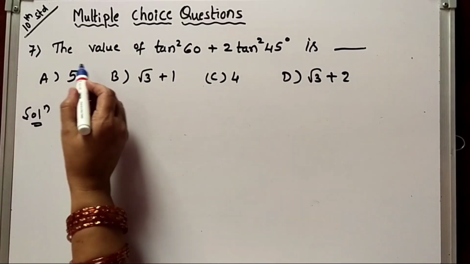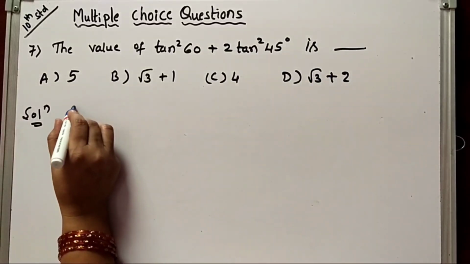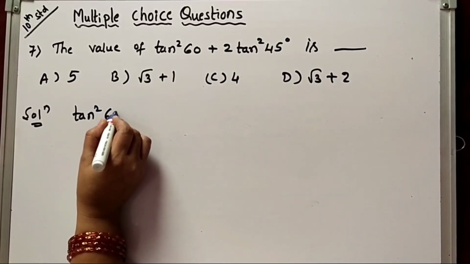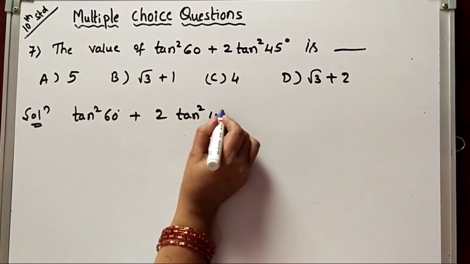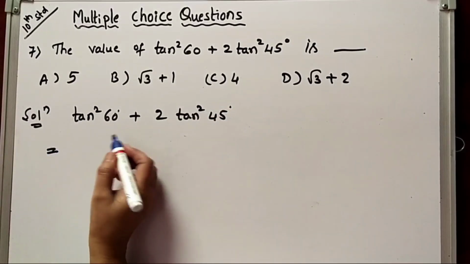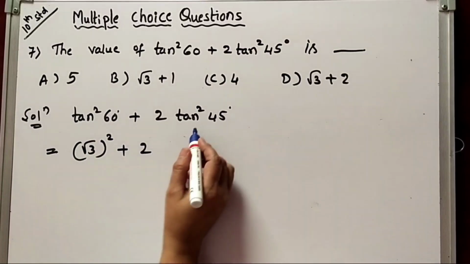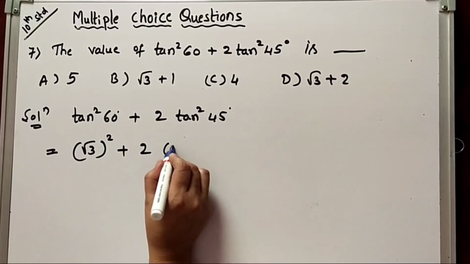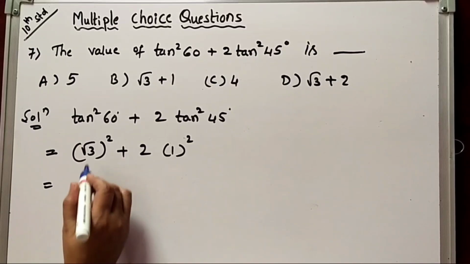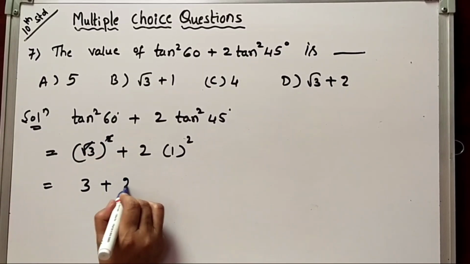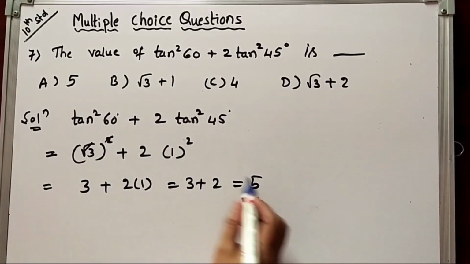Question number 7. The value of tan square 60 plus 2 tan square 45 is... So tan square 60 degree plus 2 tan square 45 degree is equal to, tan 60 value is root 3, whole square, plus 2 times tan 45 degree is 1, whole square. So it is 3, the square and root cancel, plus 2 into 1, that is 3 plus 2 is equal to 5. Answer A.